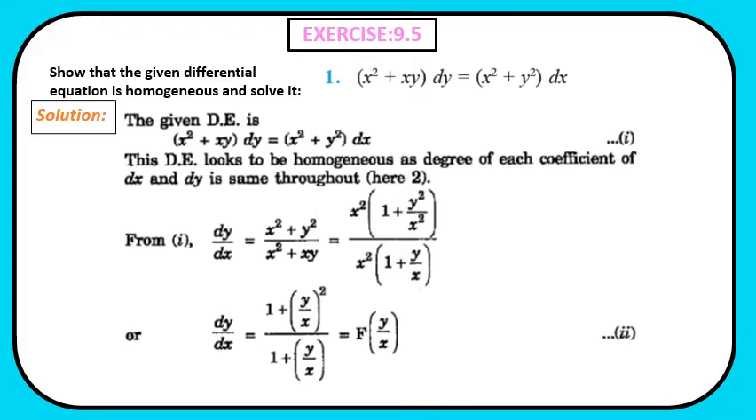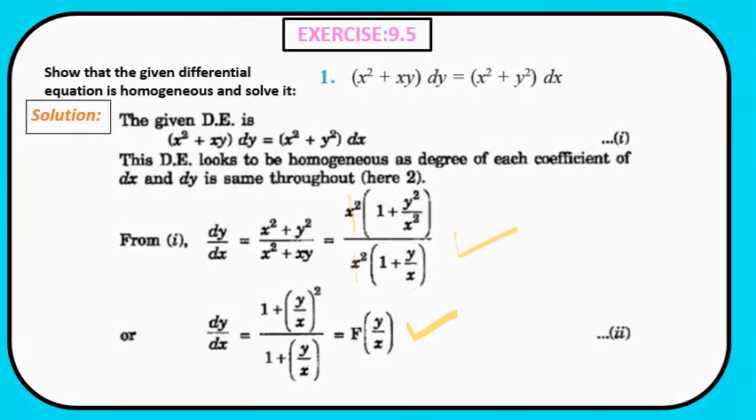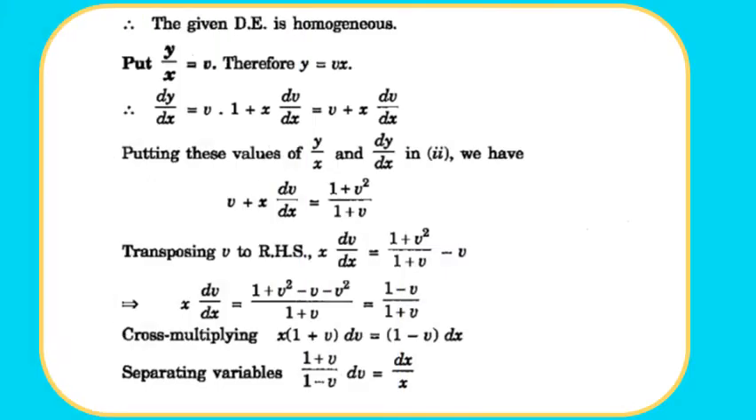So taking dy upon dx, we are getting (x square plus y square) upon (x square plus xy), and taking x square common, we will get x square (1 plus y square upon x square) upon x square (1 plus y upon x). So x square will be cancelled, and we get dy upon dx as (1 plus (y upon x) whole square) upon (1 plus y upon x). So it is a function of y upon x. So dy upon dx is a function of y upon x. Therefore it will be a homogeneous differential equation.